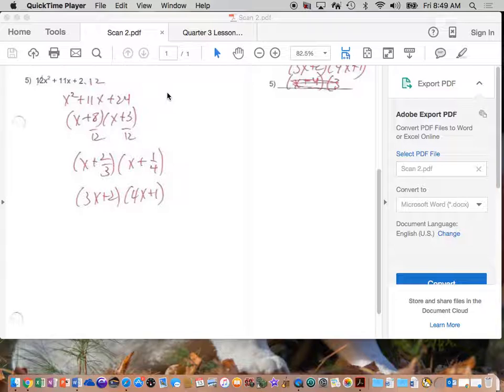Yes? When you go from x plus 2 over 3 and x plus 2 over 4, how do you get 3x and 4x? You take whatever the denominator is here, and you multiply it up over here. Okay. So there's the 3x, and there's the plus 2. Putting the 4 up here, there's the 4x plus the 1. Okay? Any other questions? Okay.